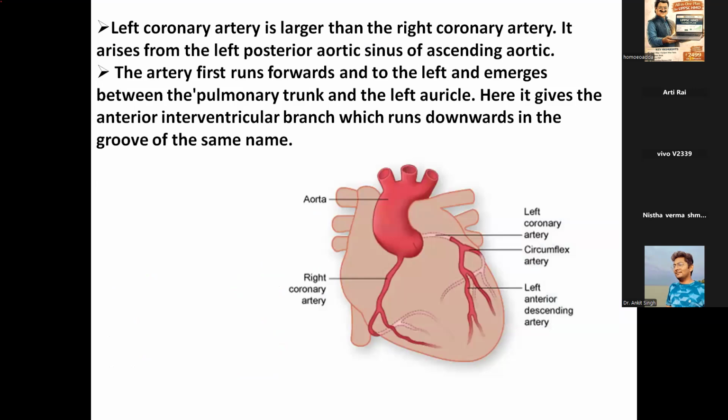Then we talk about the left coronary artery. It is larger than the right coronary artery. It comes between the left auricle and the pulmonary trunk. Over here, it gives a branch which runs on the anterior interventricular groove. The branch is the anterior interventricular branch.